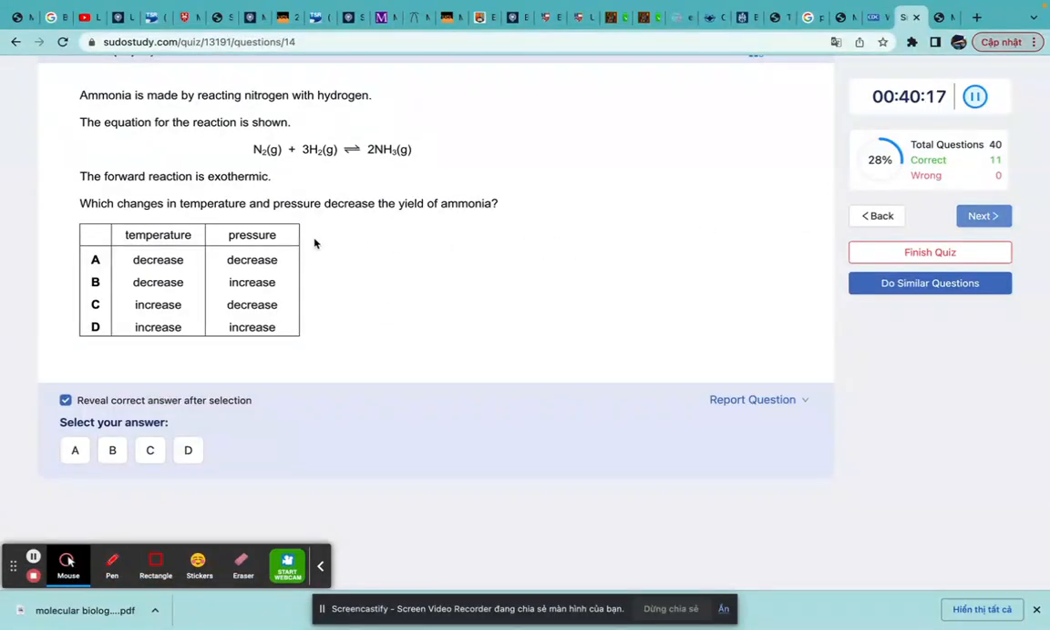An exothermic reaction, if temperature decreases, oh okay, temperature increases. Yeah, pressure decreases, temperature increases.